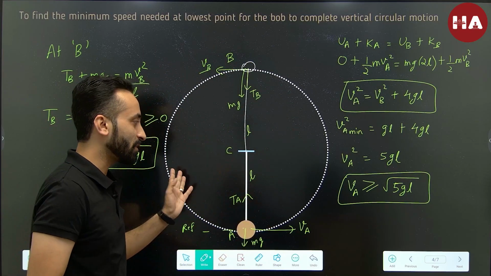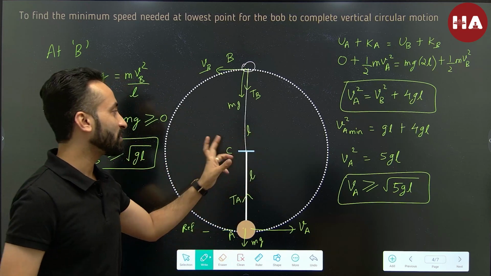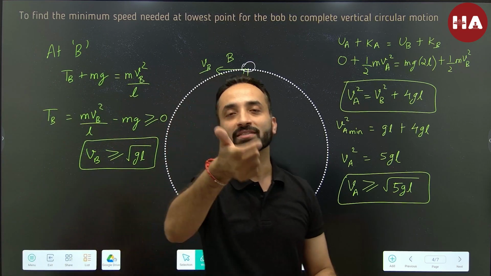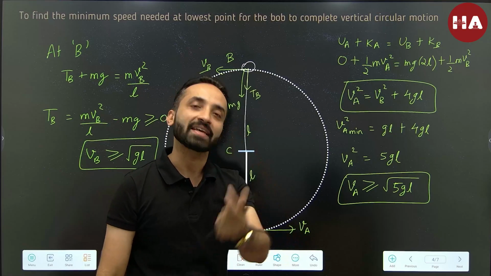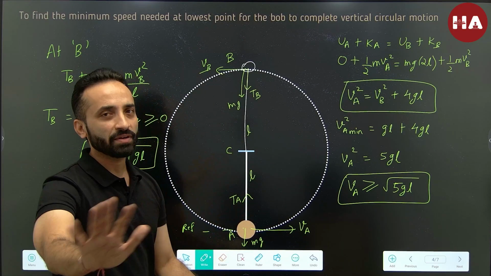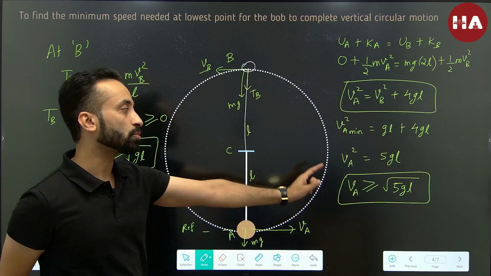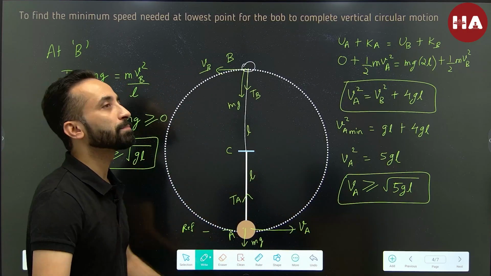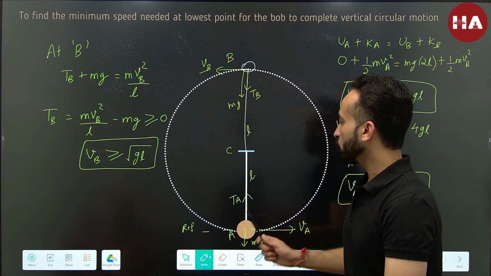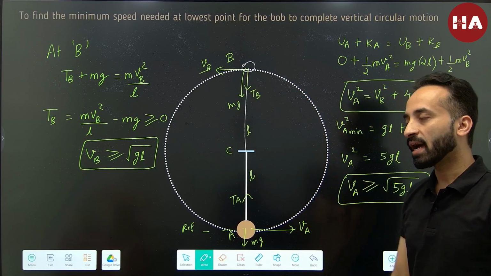But you cannot give a very high speed either, because then the string can break. Then you would have to talk about the breaking strength, or breaking tension, of the string. But normally you assume that the string is not breaking. So you need to provide it with a velocity of root 5GL if you want this to complete circular motion: root 5GL at the lowest point and root GL at the highest point.